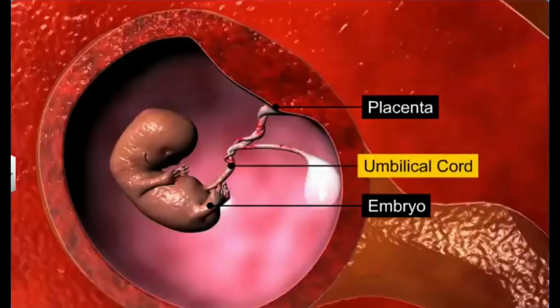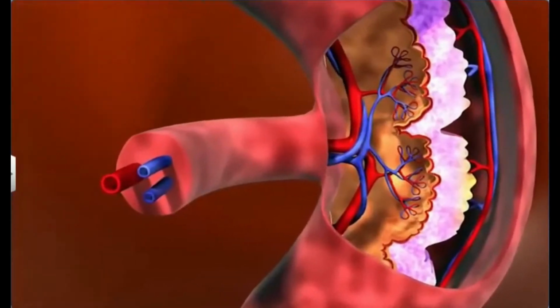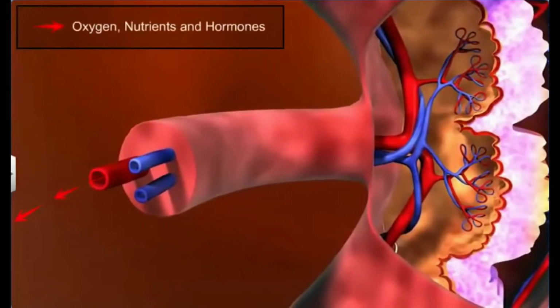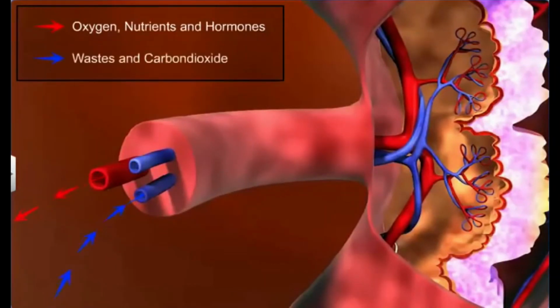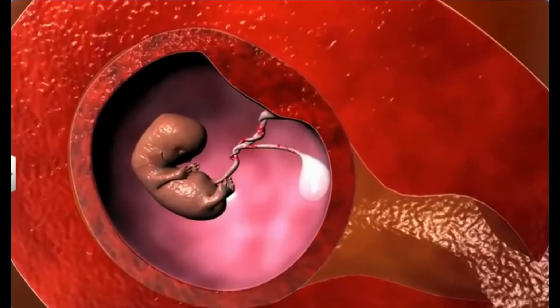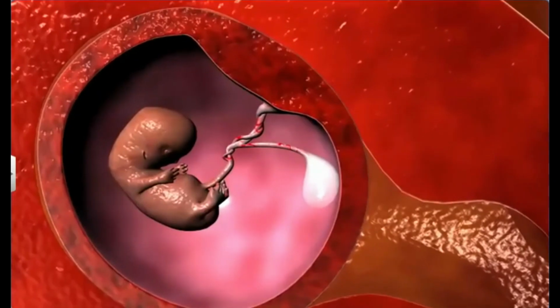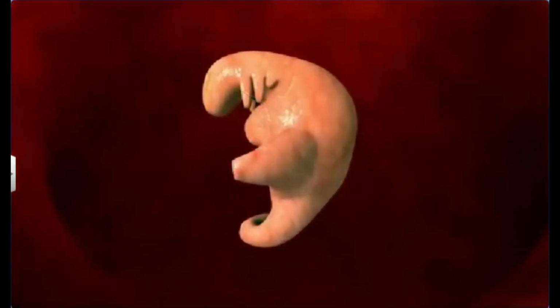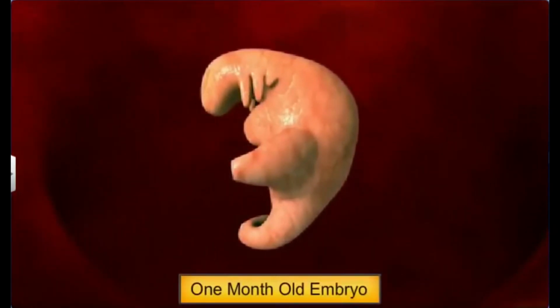The placenta is an important structure that supplies the embryo with oxygen, nutrients and hormones, as well as carries the waste products from the embryo back to the mother. The embryo stays inside the uterus for 9 months, which is called the gestation period. During this period, the embryo undergoes several developments.